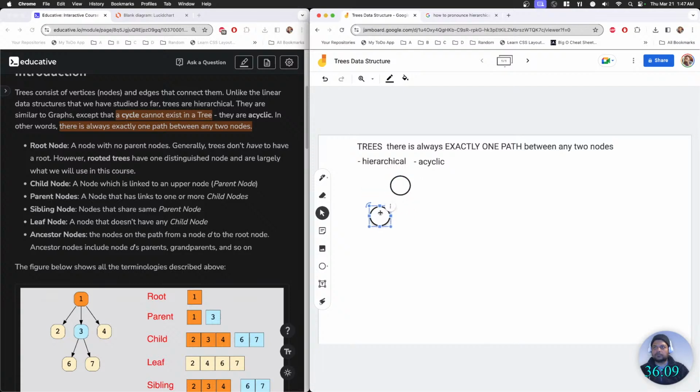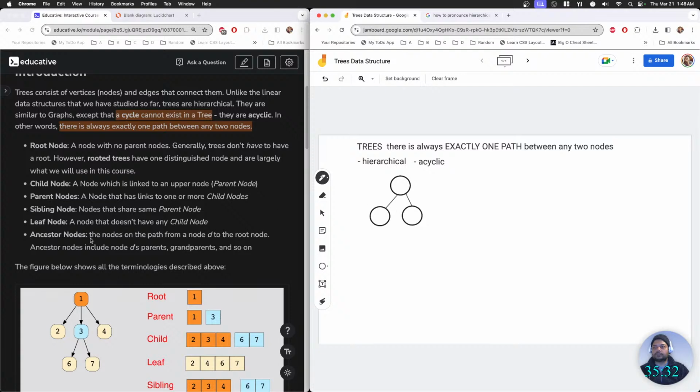Child node, a node which is linked to an upper node. How do we want to link it? I'll use the pen. Link parent to child. Another child. Another line. Parent nodes, a node that has links to one or more child nodes. Sibling nodes, nodes that share the same parent node. So these two are siblings: a parent, child, child.